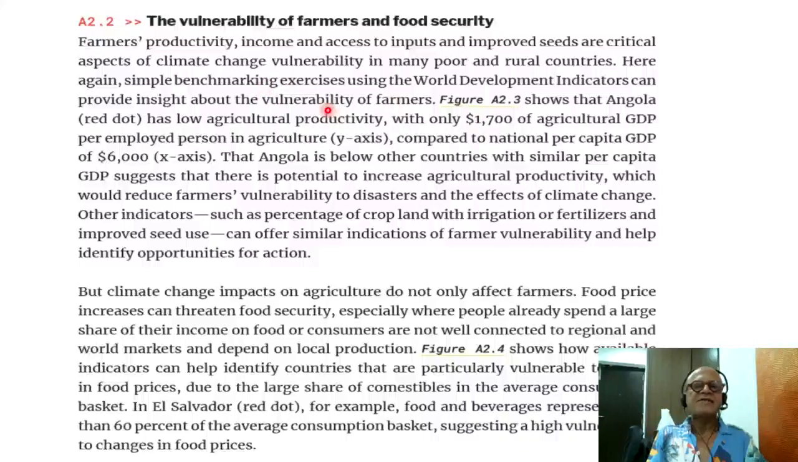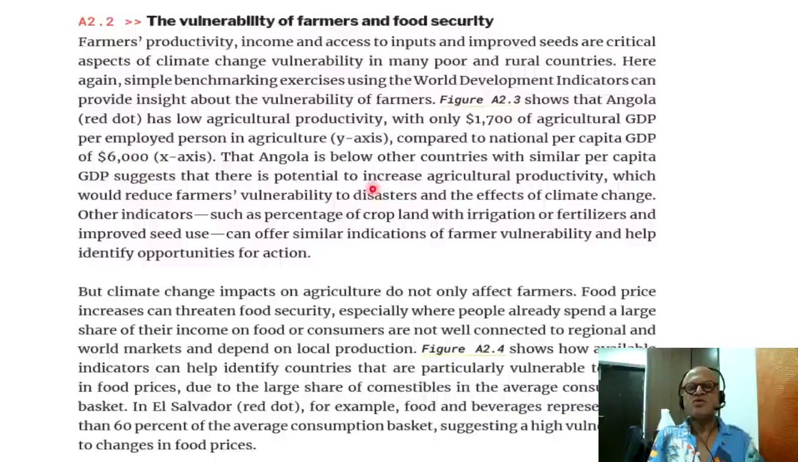Here, again, simple benchmarking exercises using the World Development Indicators can provide insight about the vulnerability of farmers. So we'll look at this in figure 2.3, which shows that Angola in the red dot has low agricultural productivity with only $1,700 of agricultural GDP per employed person in agriculture compared to national per capita GDP of $6,000. So the farmers are left behind here.